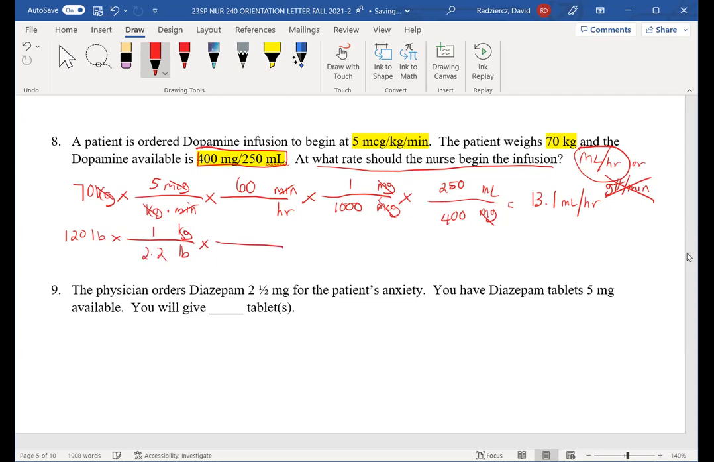Then you would multiply by the 5 micrograms per kilogram per minute, and you would just follow the same procedure that you did up here. You just kind of continue that on. Then when you get to your final answer, if need be, round to the nearest tenth.